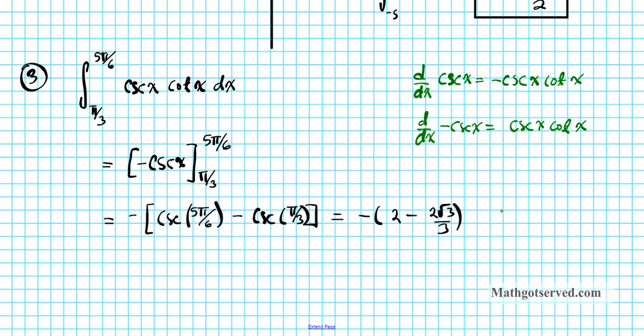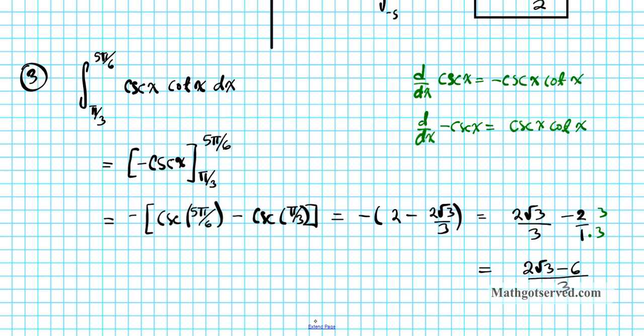If you distribute the negative to both quantities, you're going to have 2 root 3 over 3 minus 2. You can find the LCD, put the 2 over 1, and then multiply it by 3 top and bottom. Then your final answer is going to be 2 root 3 minus 6 divided by 3. All right, so that's that.